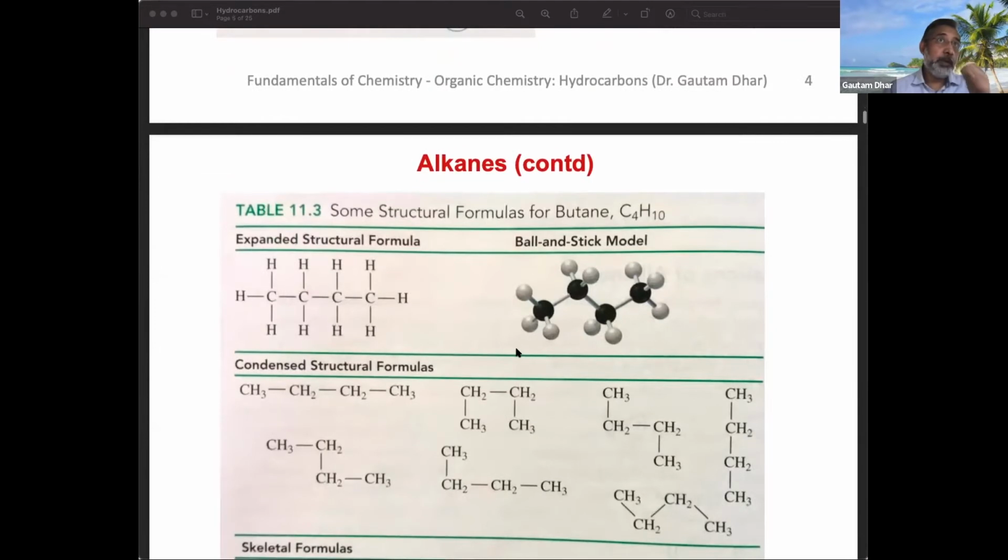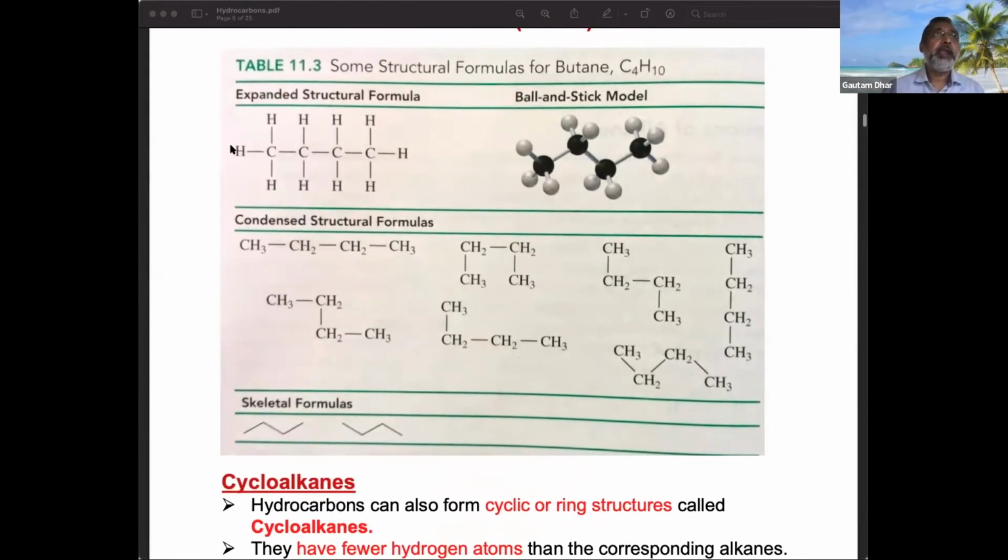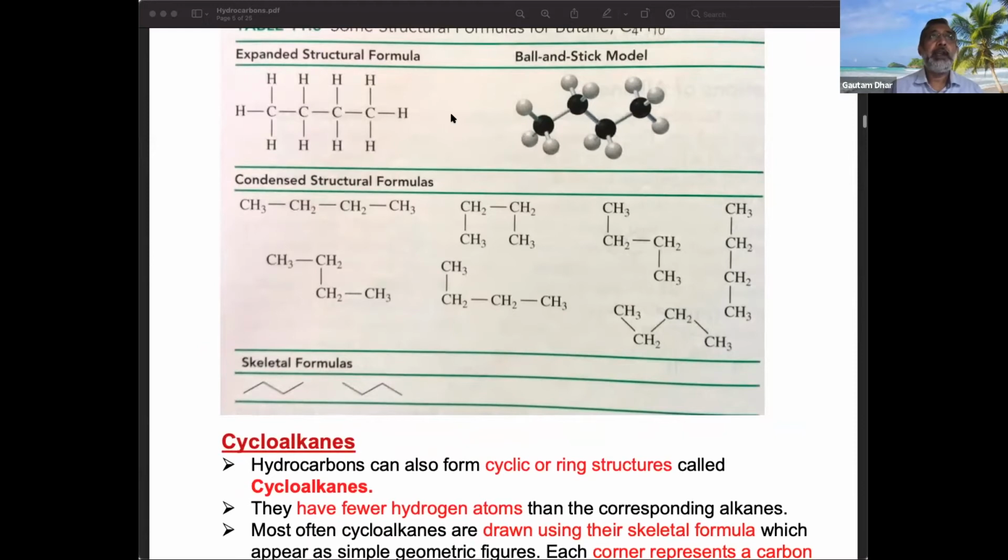So now in organic chemistry, this is a cartoon diagram. If you think of it, this carbon-carbon bond, we drew a straight line, and this hydrogen moving around like that. But it's not flat like this. It's a three-dimensional structure that you see in this ball and stick model.